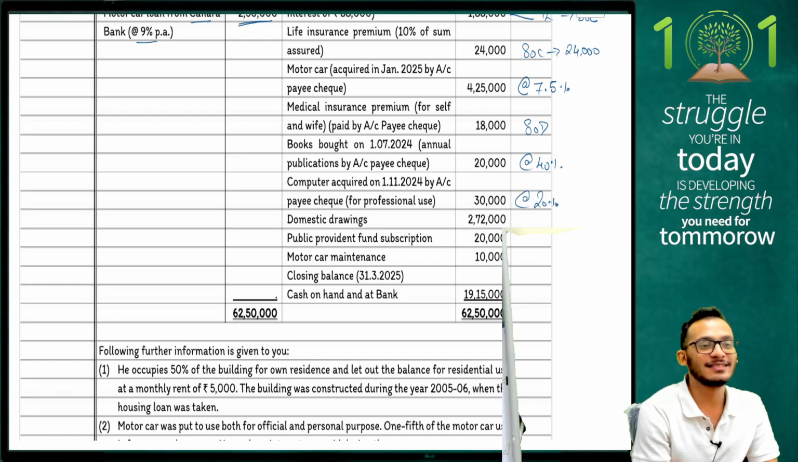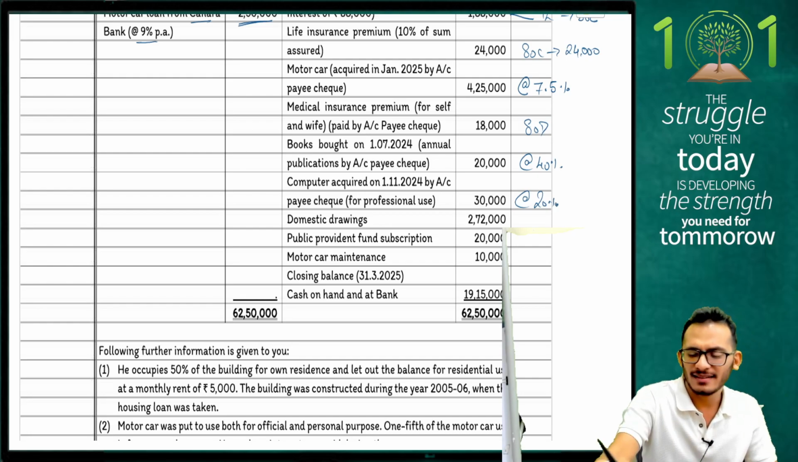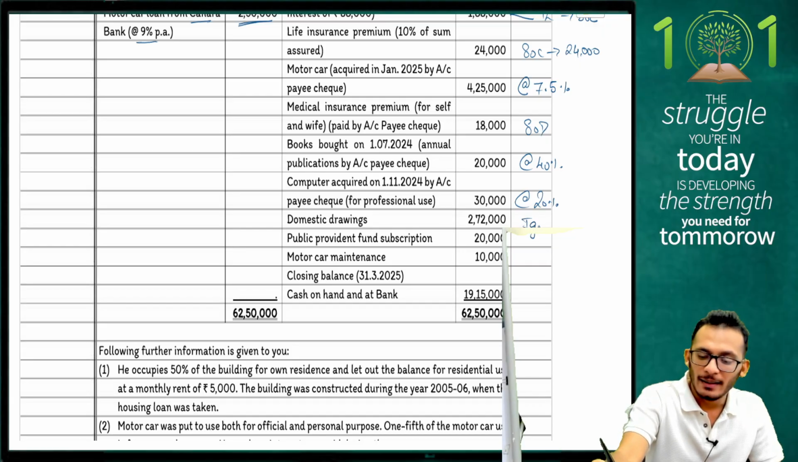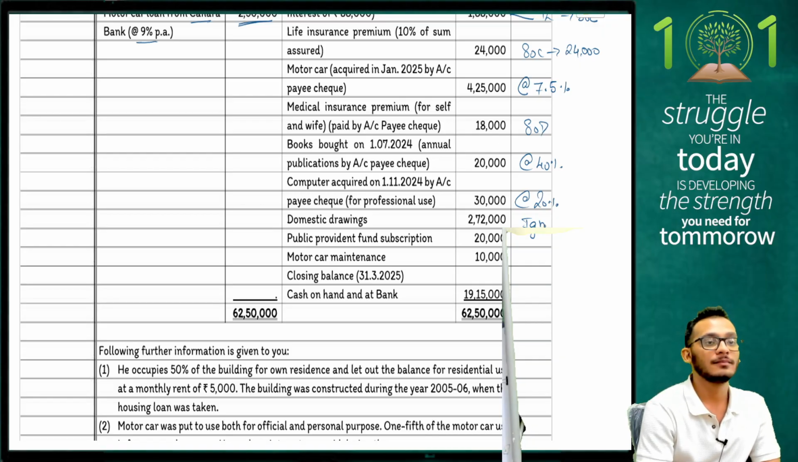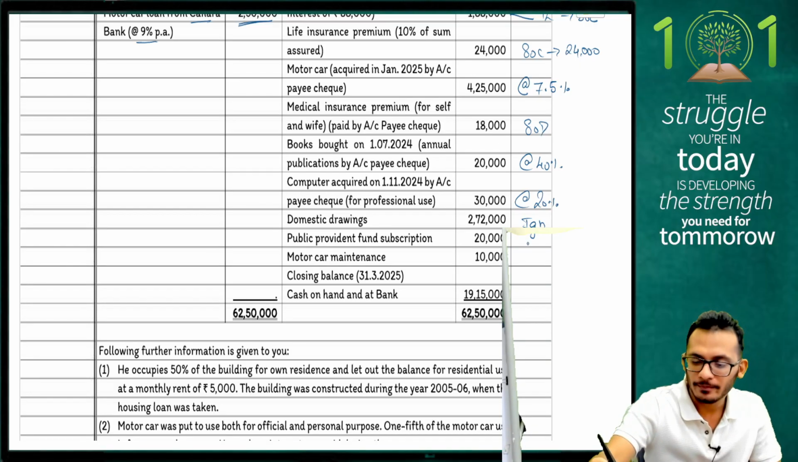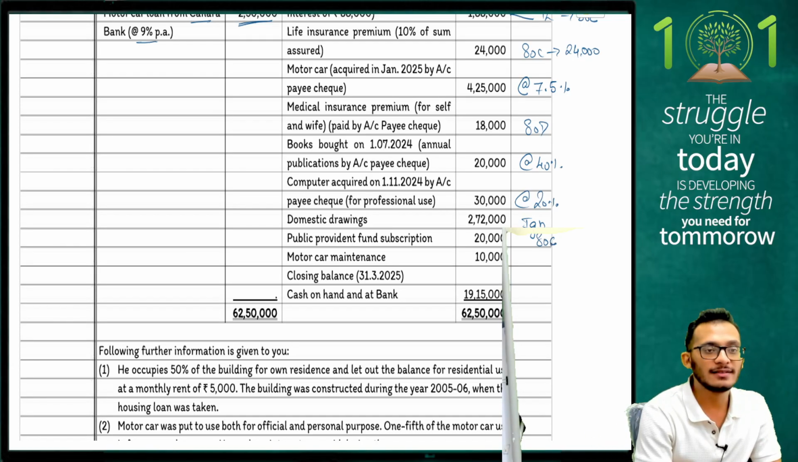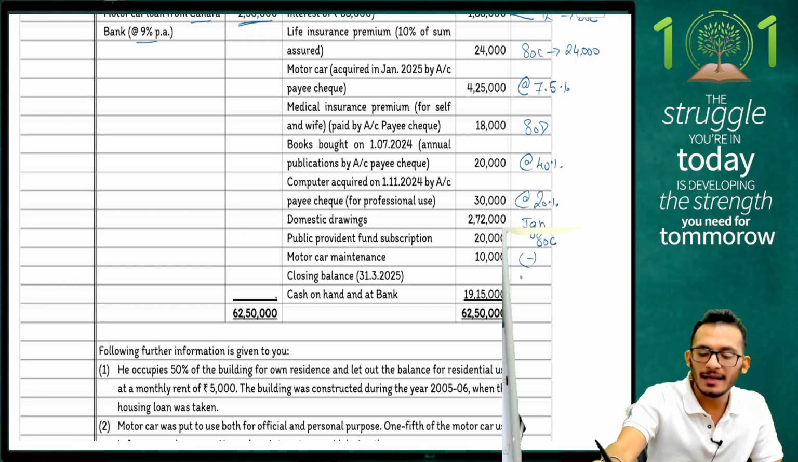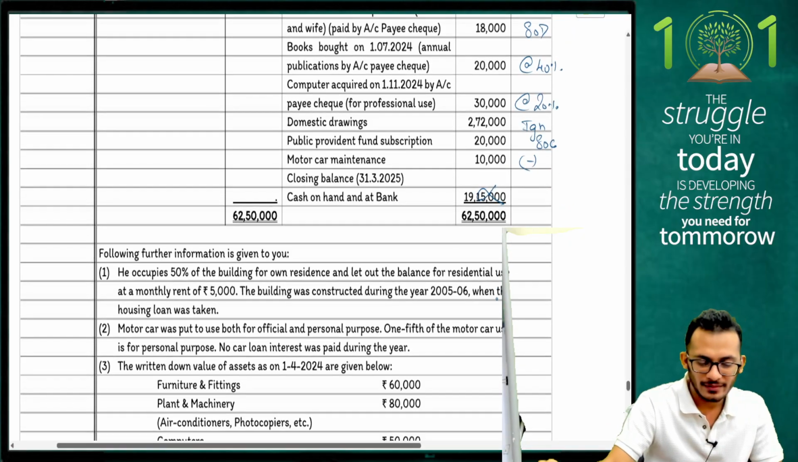People, domestic drawings, because personal expense. PPF Public Provident Fund subscription 20,000, 80C. Motor car maintenance allowed as deduction. Closing balance ignore because balance sheet entry.